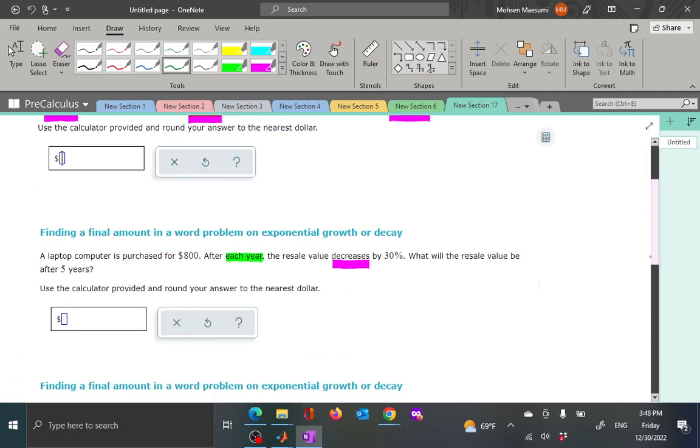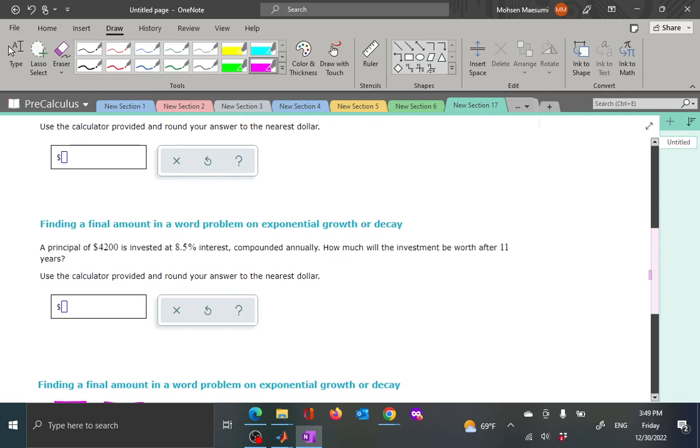Second problem, we have the issue of depreciation. A computer is purchased and every year its value is being decreased by a certain amount, and then we want to figure out the resale value after a certain number of years. So these are the key phrases that tell us you're dealing with such a problem. This is another example of investment.